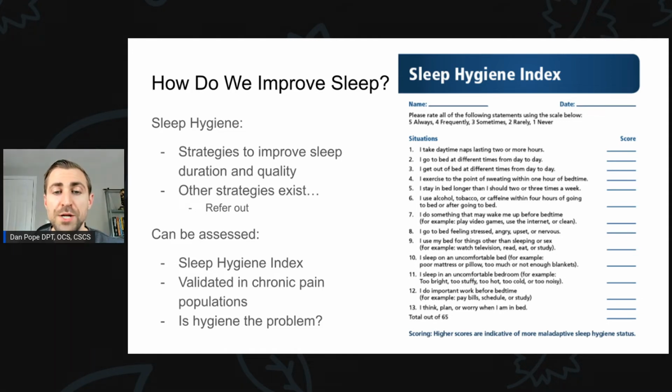Number 12, I do important work before bedtime. For example, paying the bills, scheduling, or studying. Number 13, I think, plan, or worry when I'm in bed, right? You basically have a total score after all this, and higher scores are indicative of more maladaptive sleep hygiene status. So if someone's scoring really poorly here, it's a good sign that there's a lot of stuff we can do to help this individual out, right? There's a lot of potential to improve.